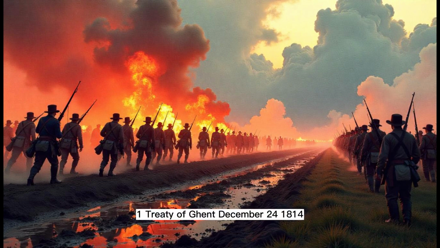The war's final phase, 1815. 1. Treaty of Ghent, December 24, 1814. Peace negotiations began in Ghent, Belgium, in August 1814. The Treaty of Ghent was signed on December 24, 1814, officially ending the war. The treaty restored pre-war borders and did not address the issues of impressment or trade restrictions, but it marked a return to the status quo.